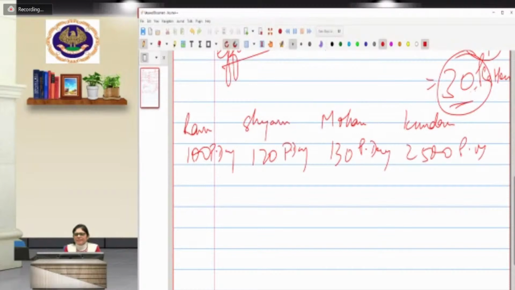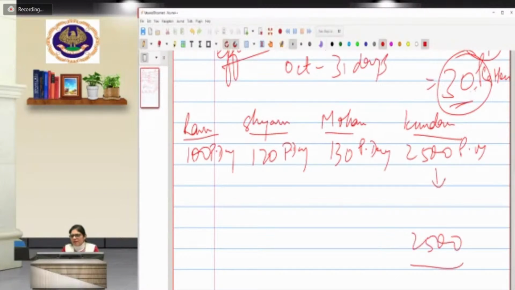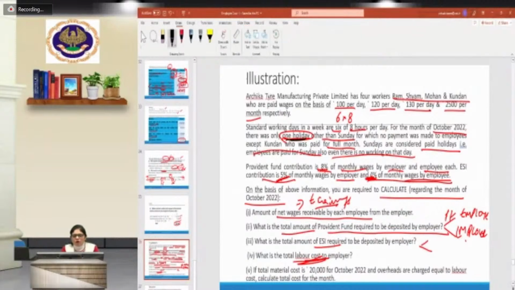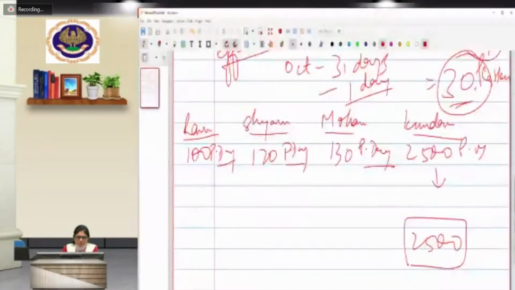Now they are paying per day, Ram, Shyam, Mohan and Kundan. And the number of days, we are talking about October. October has 31 days. In 31 days, Kundan will be paid for the full month. So that means he will be paid 2,500 for October. Ram, Shyam, Mohan are paid day wise. Day wise means they are not paid for one holiday. So minus 1 day for that one holiday. If you see here, there was one holiday other than Sunday for which no payment was made to employees except Kundan, who was paid for the full month. Clear?